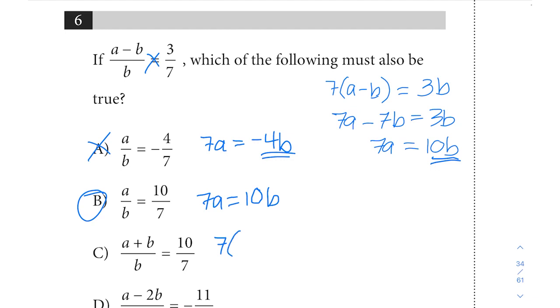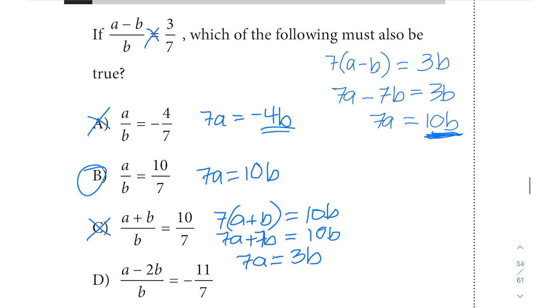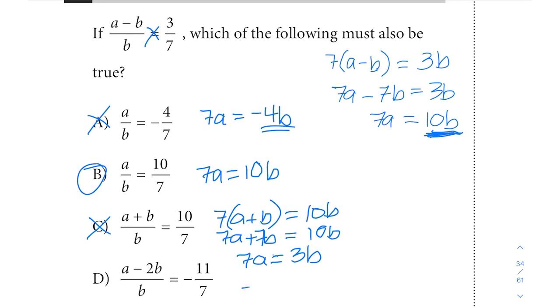If we wanted to see why it doesn't work for C and D, just out of curiosity, I'll write those out just so you can see the math on that. So here this would be 7 times a plus b equals 10b. And when we distribute, we get 7a plus 7b equals 10b. And if we subtract 7b from both sides, we get 7a equals 3b. So similar to answer choice A, that can't be correct. It was supposed to be equal to 10b, like we saw in the original expression. So it can't be answer choice C.